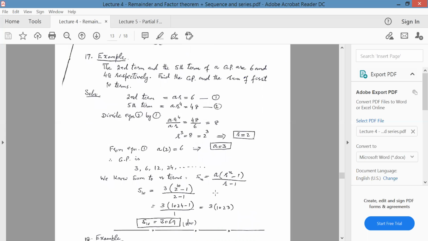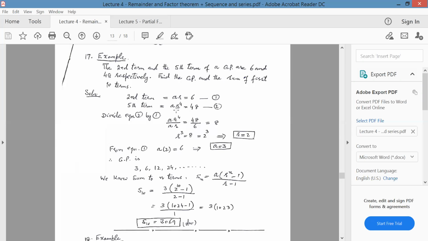Next example. The second term and the fifth term of a GP are 6 and 48 respectively. Find the GP and the sum of the first 10 terms. Here the information is given that the second term is 6, and the fifth term is 48. The formula for the first term in the general case of a GP series is a, the second term is ar, the third term is ar square, the fourth term is ar cube, and the fifth term is ar power 4. I showed it in the earlier slide.